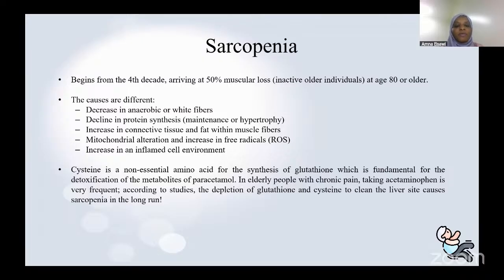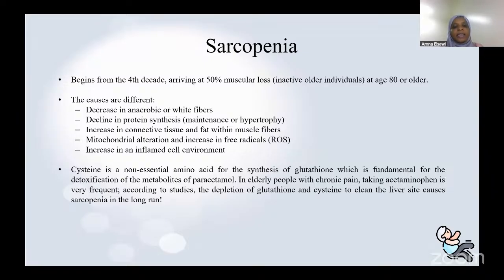So again, we have paracetamol. Once it's turned into metabolites in the body, the detoxification occurs via glutathione and some other amino acids as well, but glutathione is one of them. And glutathione is synthesized from cysteine. Now, in elderly adults with chronic pain, taking acetaminophen, which is Panadol, is very frequent.